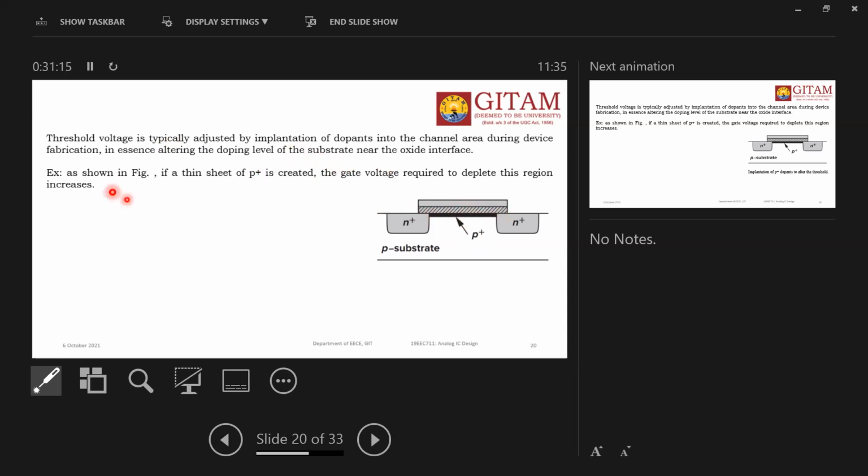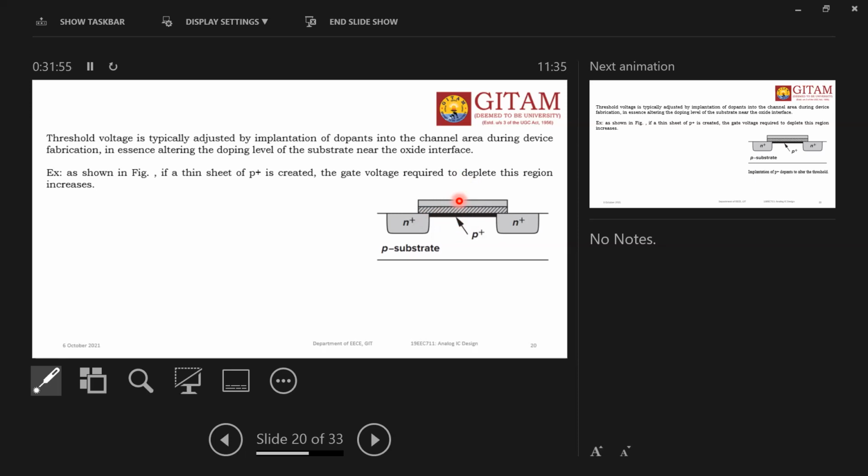If a thin sheet of P plus is created, the gate voltage required to deplete this region increases. How? Earlier this was P, and now this is P plus. P means lightly doped, and P plus means more heavily doped, that means more positive than before. To make this more positive area negative, more gate potential is required.